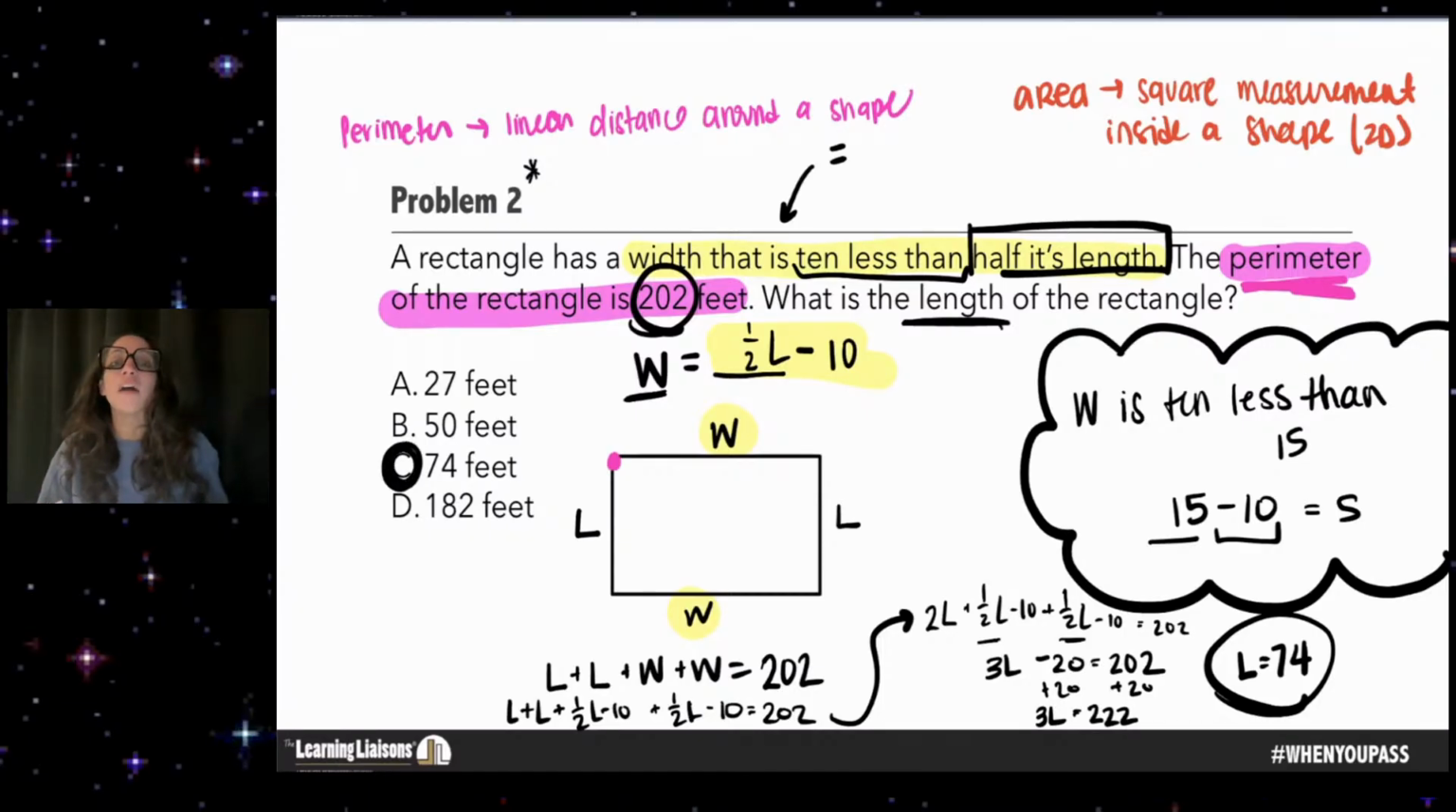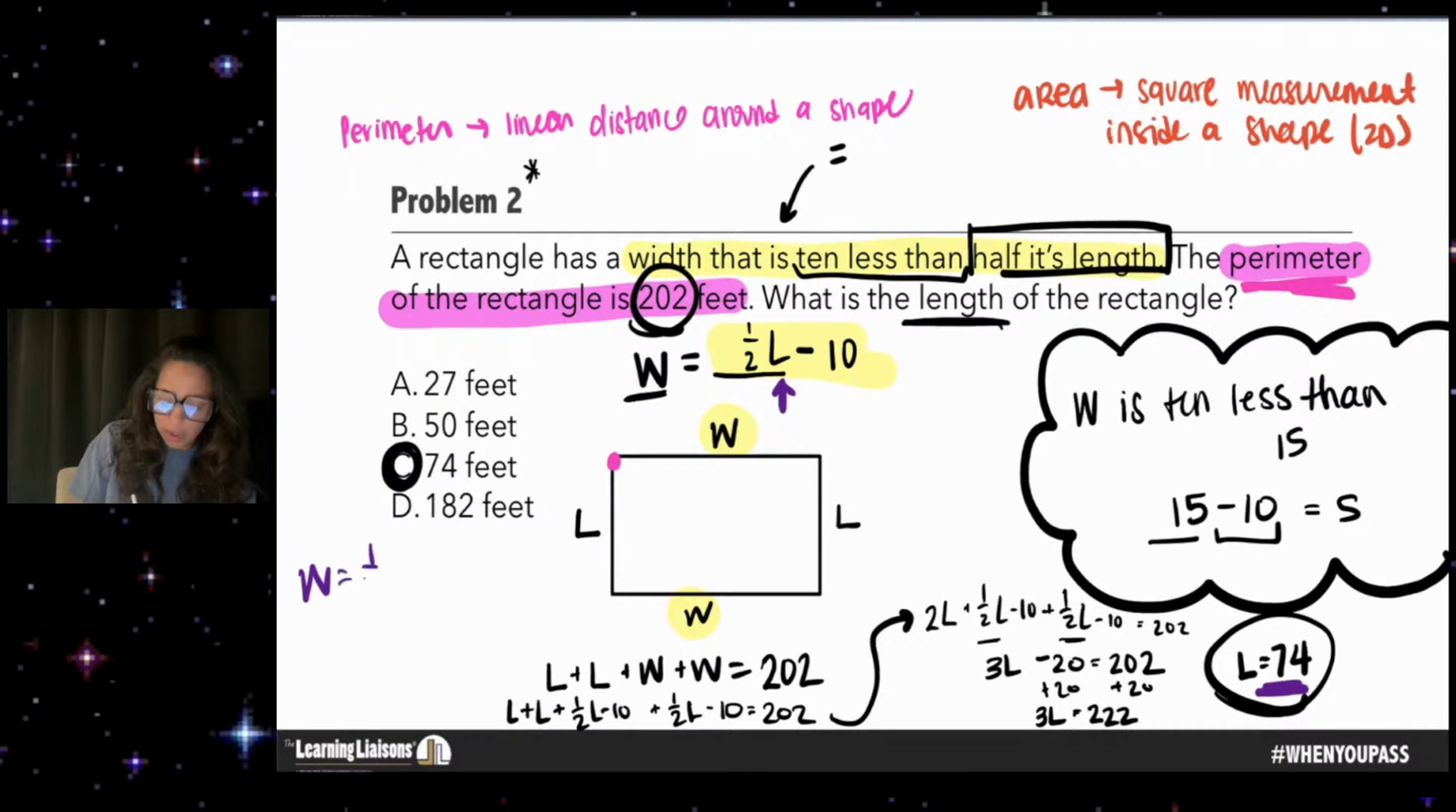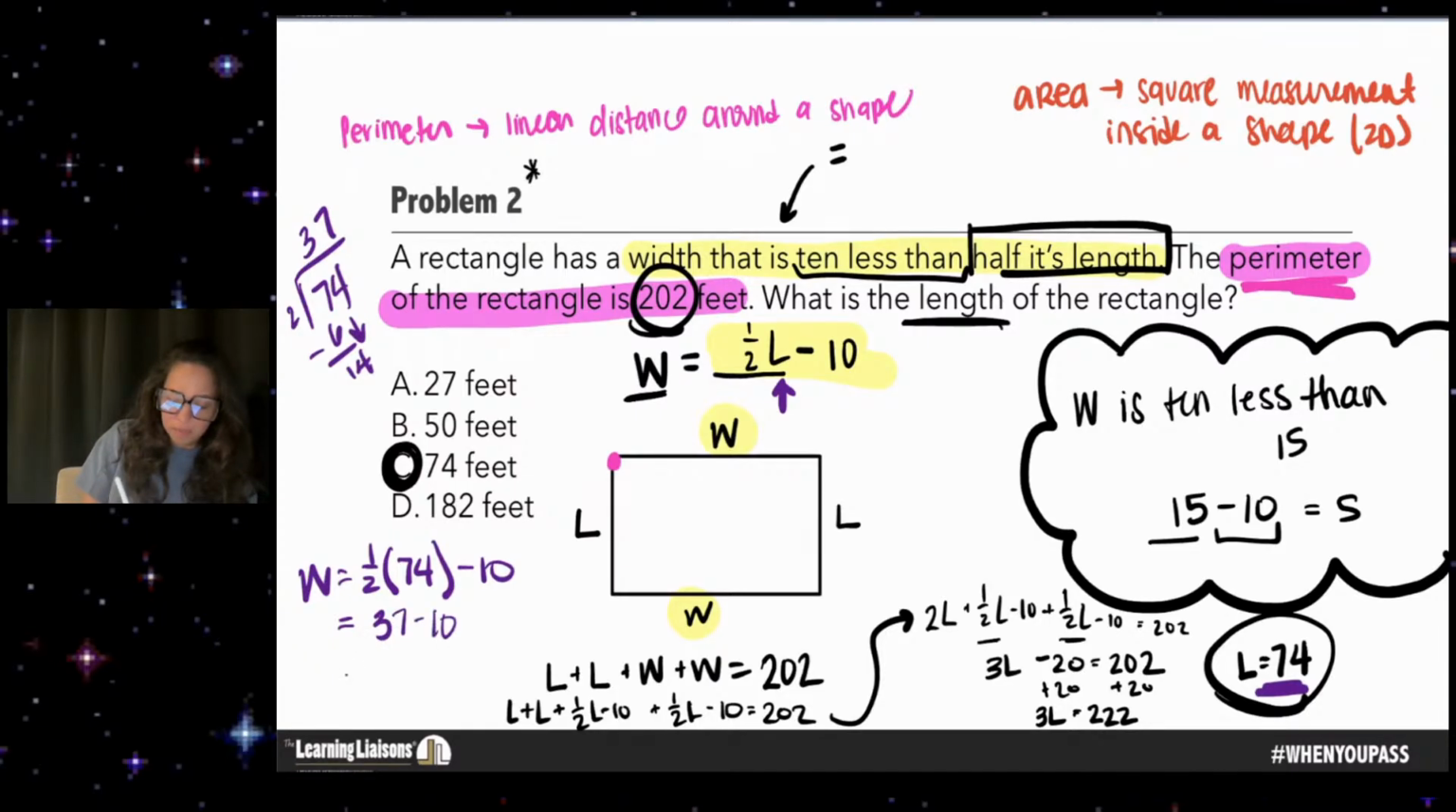If we had not found the length and we had found something else, or what if the problem said, what is the width of the rectangle? We could just plug this L value back into here. So W equals 1/2 L minus 10, 1/2 of 74. I'll do that one long just to show you that it's possible. 37. 37 minus 10 equals 27. So the width is 27.